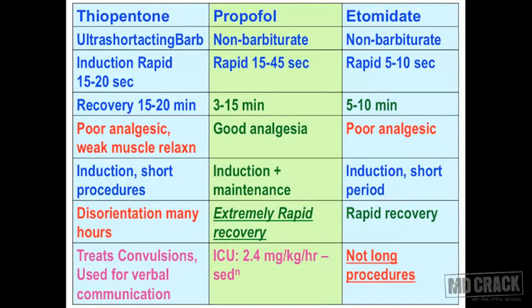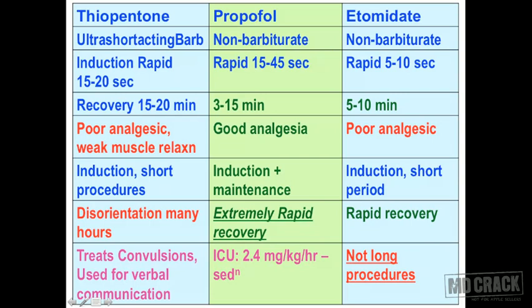So now we are into the discussion of the intravenous anesthetics. Have a look at the slide. There is thiopentone in the extreme left column. In the middle column there is propofol, and the last column is etomidate. I hope you remember thiopentone is an ultra-short-acting barbiturate. Please consider on the slide that I am showing you. Thiopentone is an ultra-short-acting barbiturate. Propofol and etomidate are non-barbiturates.